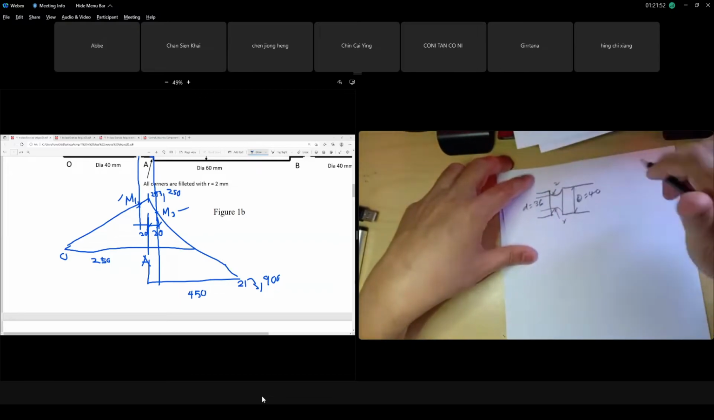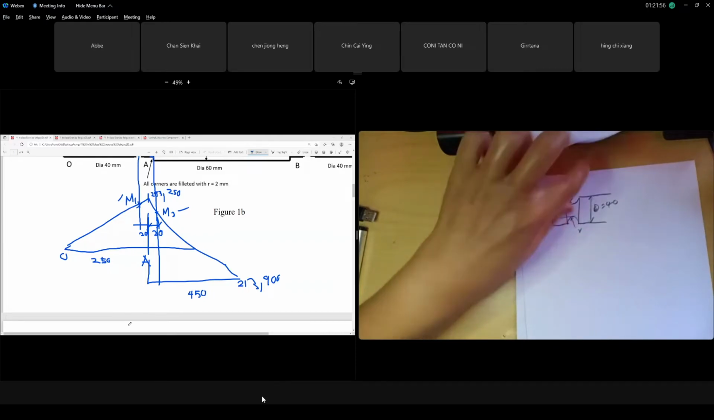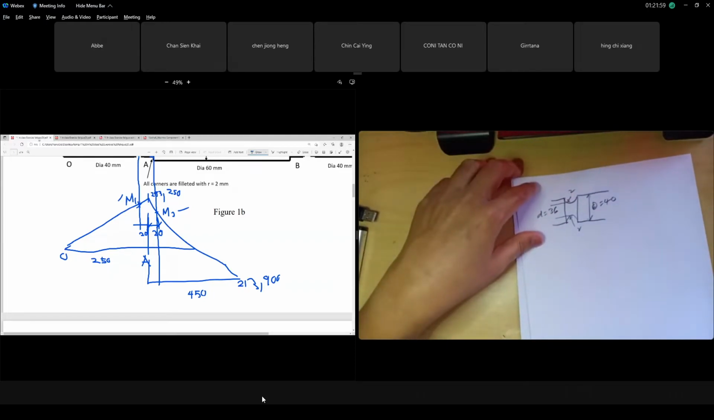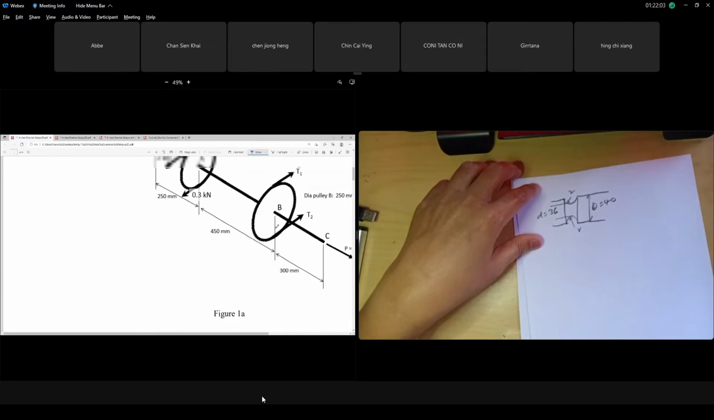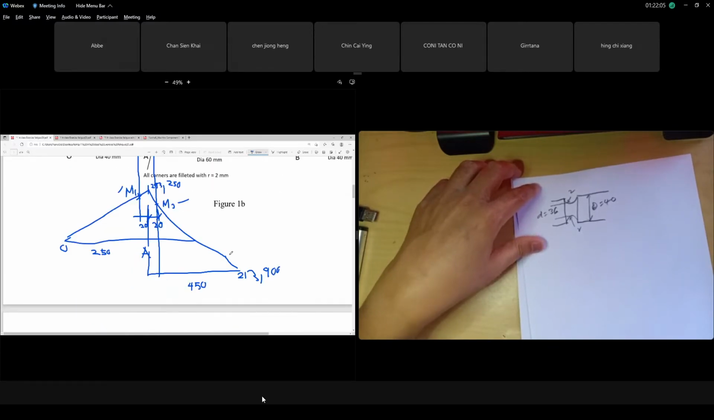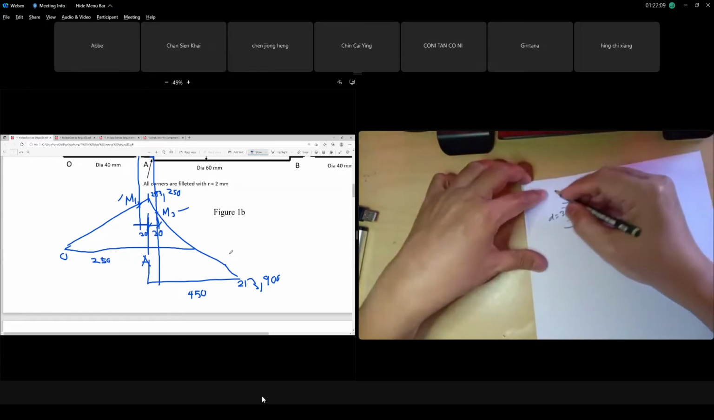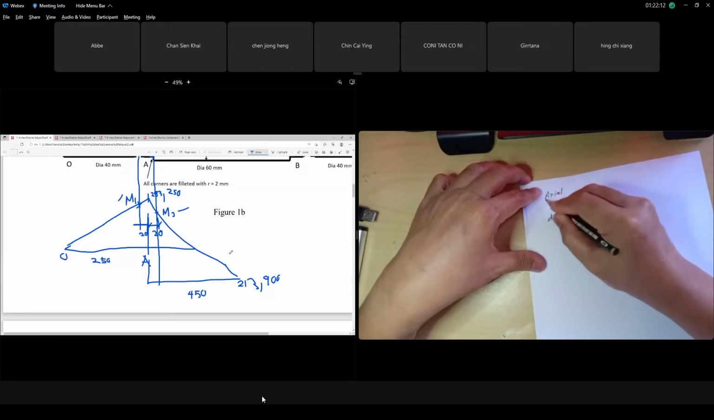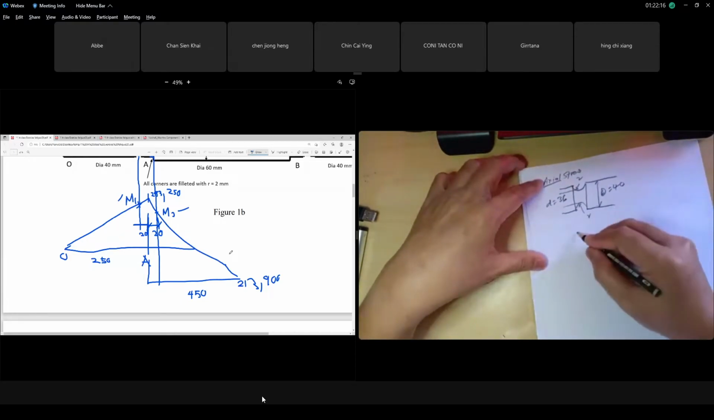Remember, we also have axial stress. In the question we have an axial load. We have 2000 Newton pulling the shaft along OABC. It means we have axial stress. If you check my video for axial stress, earlier was bending, now it is axial stress. So what is sigma axial?